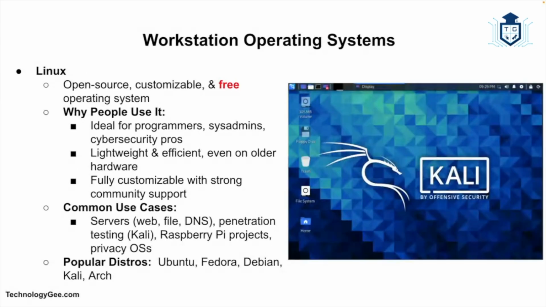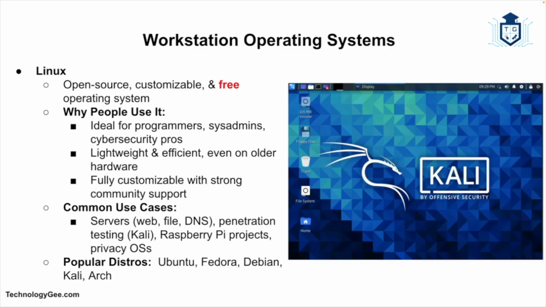Then we have Linux. Now, Linux is like that cool, mysterious friend who knows a ton but doesn't show off. This is an open source operating system, meaning anyone can tweak and customize it to their heart's content. And so why do people use this operating system? Well, it's great for programmers, system administrators, and cybersecurity professionals. It's super customizable. It's free and open source, and it's lightweight and fast, even on old hardware.